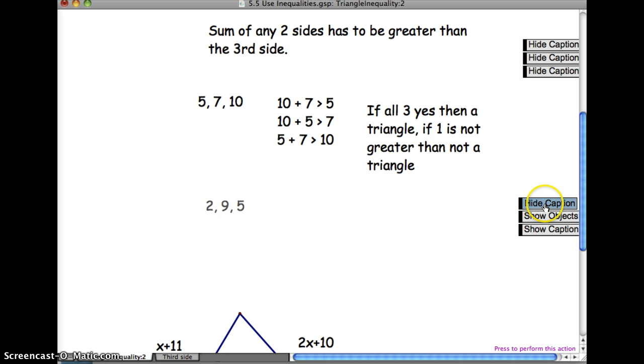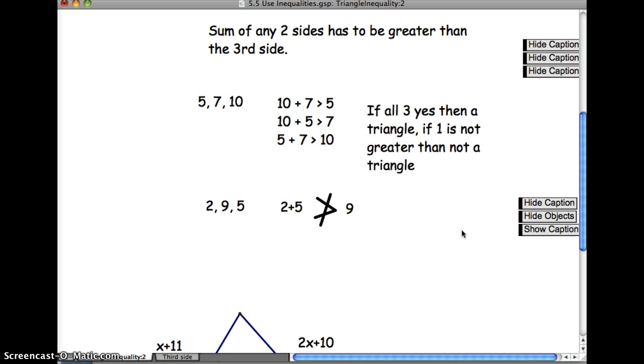What about this one? 2, 9, and 5. No, why? So 5 and 2 is not greater than 9, or is less than 9. Okay?